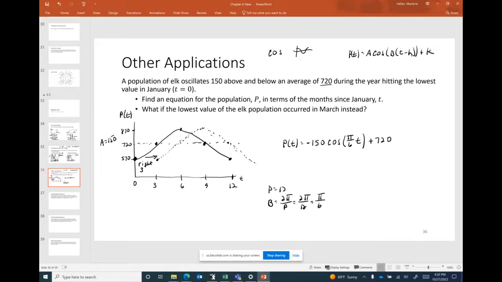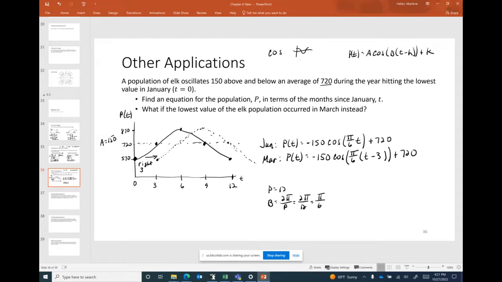Okay, so now my h is going to have a value. So here's my January formula. If it was changed to March, my formula is going to look like this. P of t equals, now the amplitude is the same. We still have a reflected cosine. So it's going to be negative 150 times the cosine. And b will be the same because the period is the same, right? So that'll be pi over 6. But now it's not just t, and I have to have parentheses here. This is so important, right? I'm doing a right shift of 3, so it's got to be t minus 3. Horizontal shifts are counterintuitive, then plus that 720.